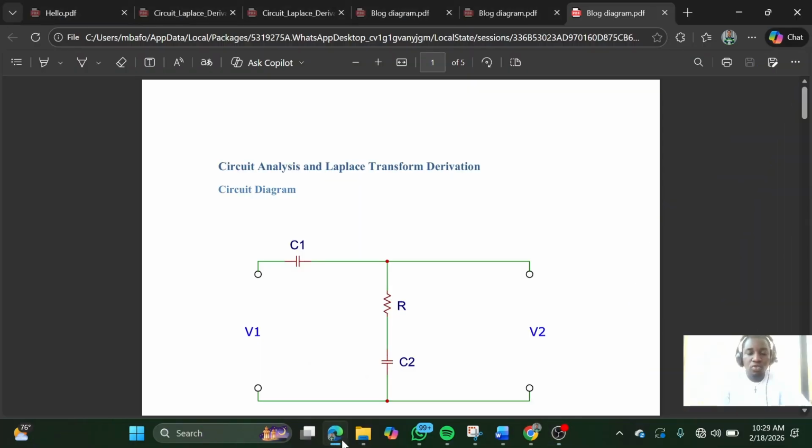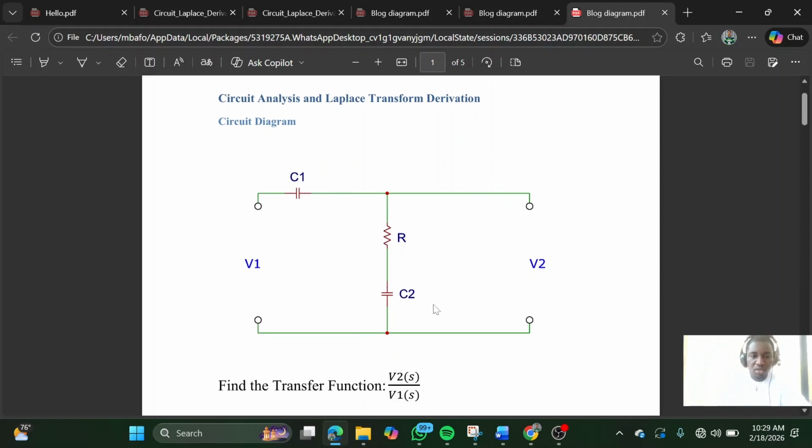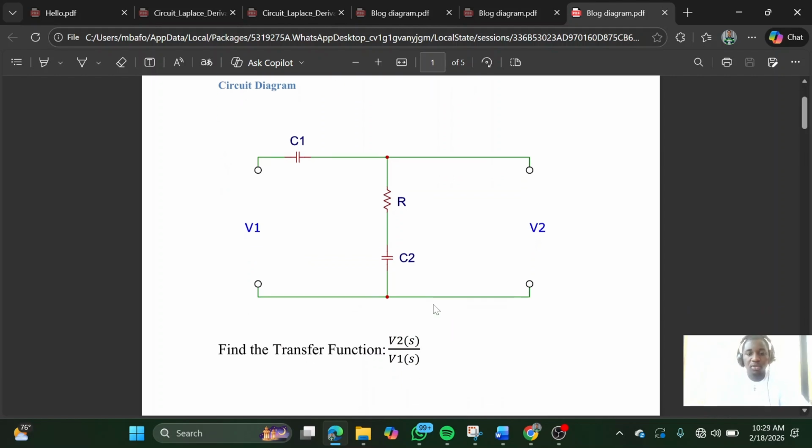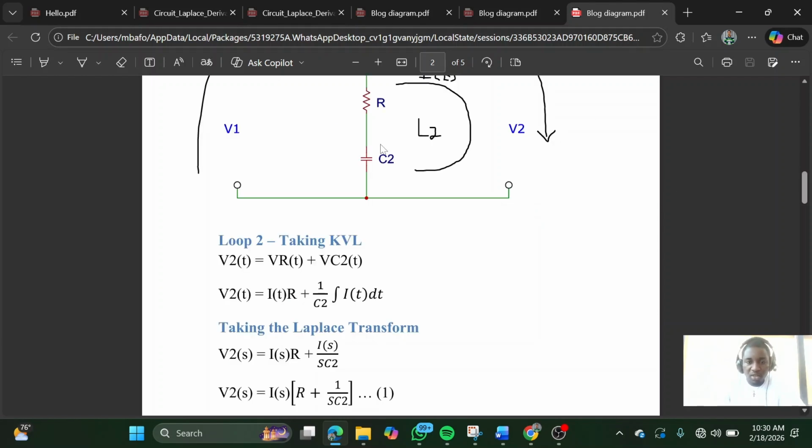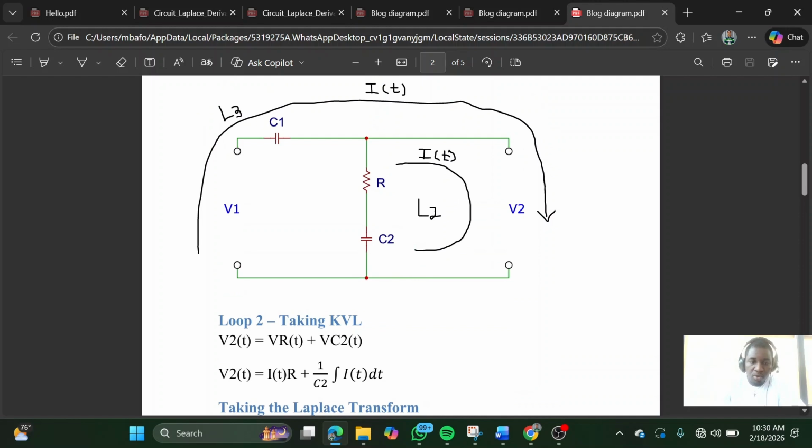Hello. So with the same question, we are trying to use a different method to solve it. That's the block diagram. So this is the circuit again, and we want to find the transfer function of V2 of S over V1 of S. So with the block diagram, we will have to take the first loop, that's with the resistor and the capacitor. So that would be the L2 over here, and we take another loop across the whole circuit, that's from V1 to V2 over here.